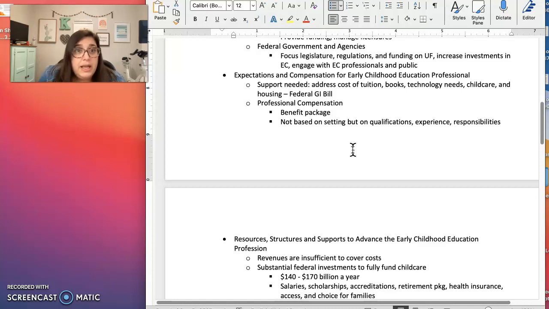In addition, they're looking at benefit packages of health insurance, that retirement plan. And they're also looking at having a federal GI Bill that's going to help those who are going back to school to pay for tuition or scholarships and even loan forgiveness. Now, again, as a teacher of future teachers, I cannot in my heart tell a student who I know just wants to become a childcare teacher to go to college.